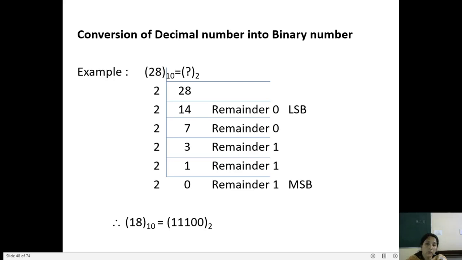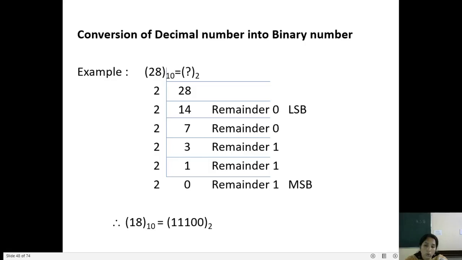You want to see the base. What is the base you are converting into binary? Binary base is 2. Now this 28 is continuously divided by 2. So we are getting 14, 7, 3, and we continue until we get the quotient as 0. I got 0 here.